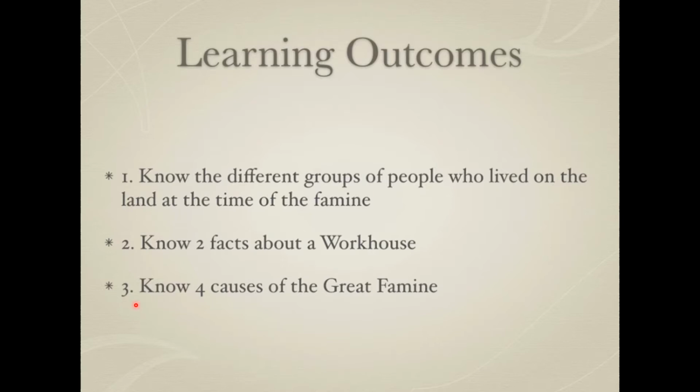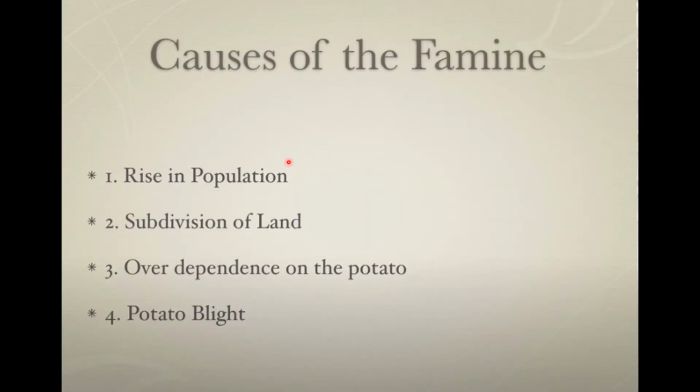So, by the end of today's class, you should know four causes of the Great Famine, and once we're finished that, I'll move on to the next set of learning outcomes. When looking at the causes for the famine, I usually break it down into four separate categories. They are the rise in population in Ireland, the subdivision of land within Ireland, the overdependency on the potato, and the potato blight. Primarily, most people just focus on the potato blight, but it's important that you understand the four main causes for the Irish famine.